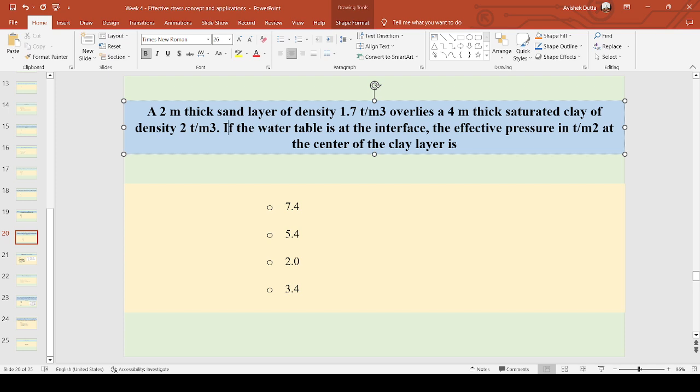It lies above a 4-meter thick saturated clay of density 2 ton per meter cube. Now the water table is situated at the interface of the sand and the clay layer. In this case, the effective pressure in ton per meter square at the center of the clay layer is. The options are 7.4, 5.4, 2 or 3.4.